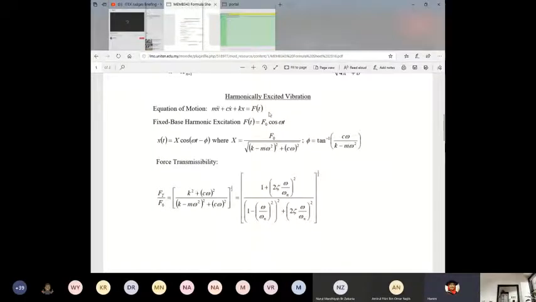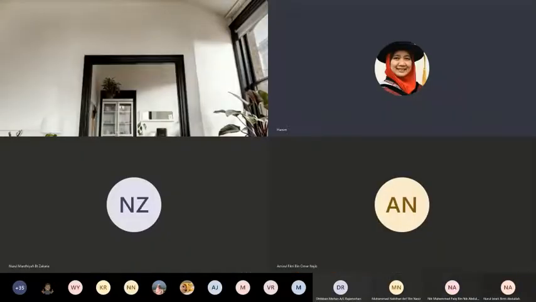I also mentioned yesterday, basically, if you have input of F naught cosine omega t, then your output will become cosine omega t as well. So let me just stop this for a while, and maybe it'll be easier if I show you.